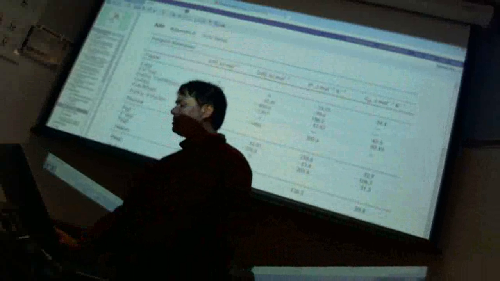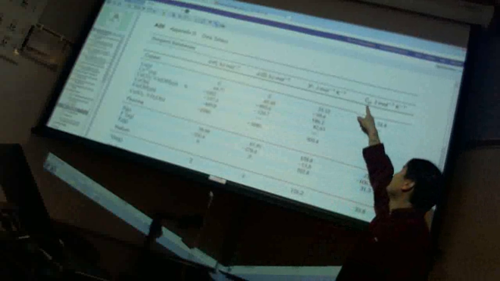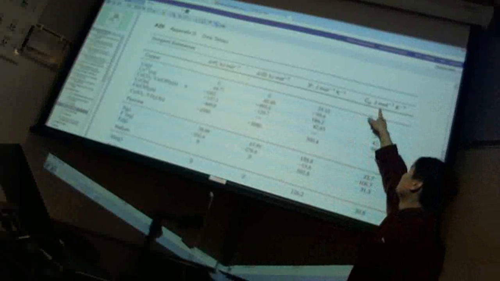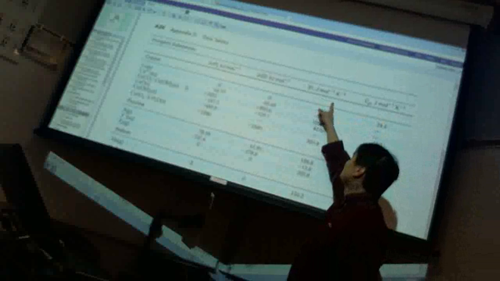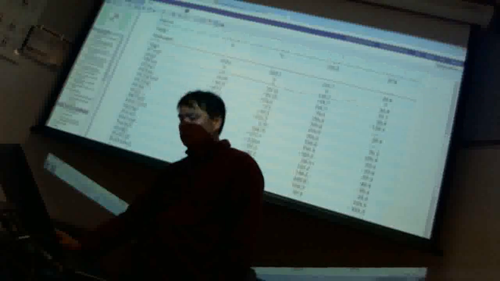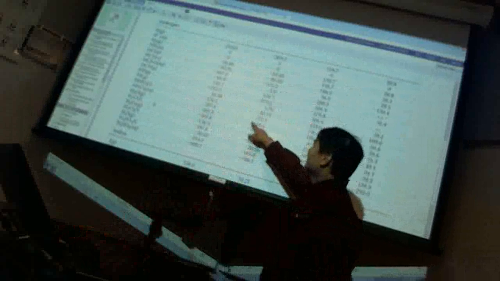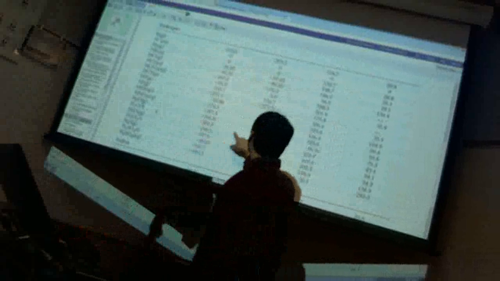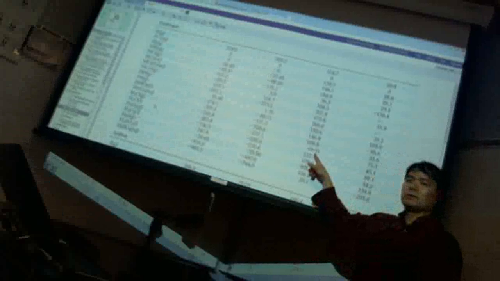The last column is the heat capacity. What does this little P stand for? Under constant pressure. So this is heat capacity under constant pressure. Joules per mole Kelvin. This is entropy here. Joules per mole Kelvin. Let's take a look at the water here. H2O liquid has an entropy of 69.91 joules per mole Kelvin. That would be the area.